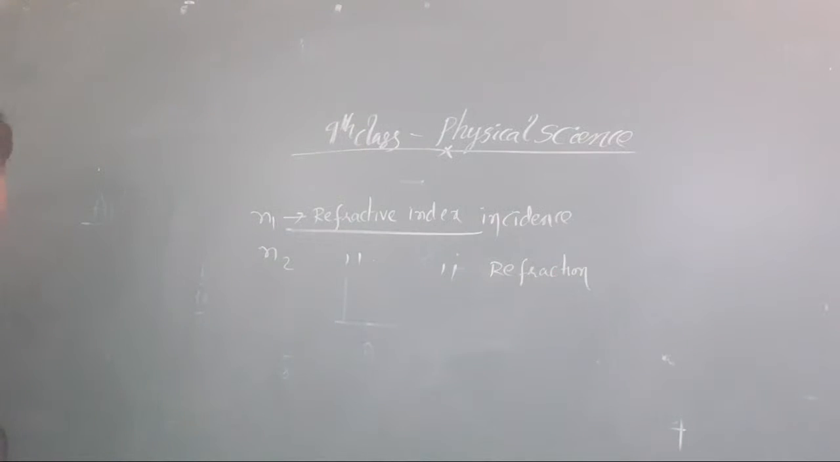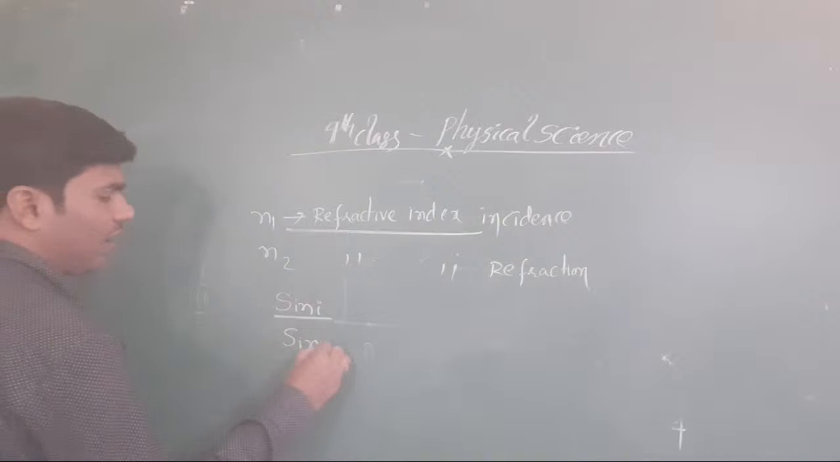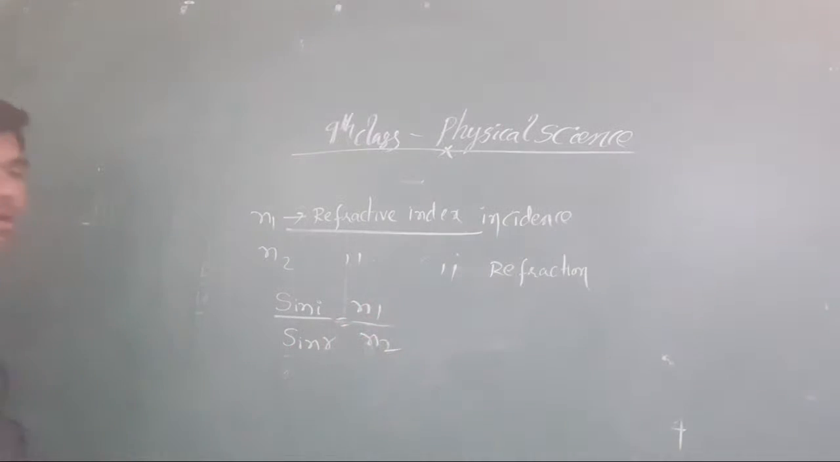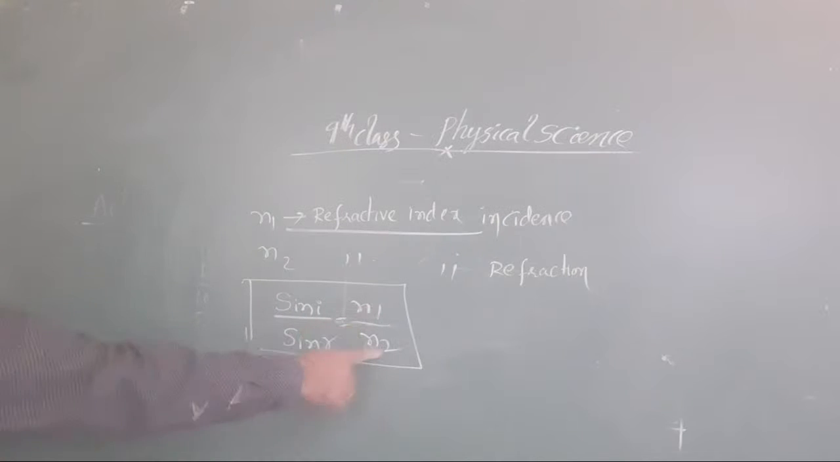Okay, clear or not, all the students? At that time only, you can write it as sin I by sin R is equal to N1 by N2. Clear or not, all of you? That is very important. It is also called the relative refractive index. Here it is taken as N2 by N1. Okay, clear or not, all of you students?